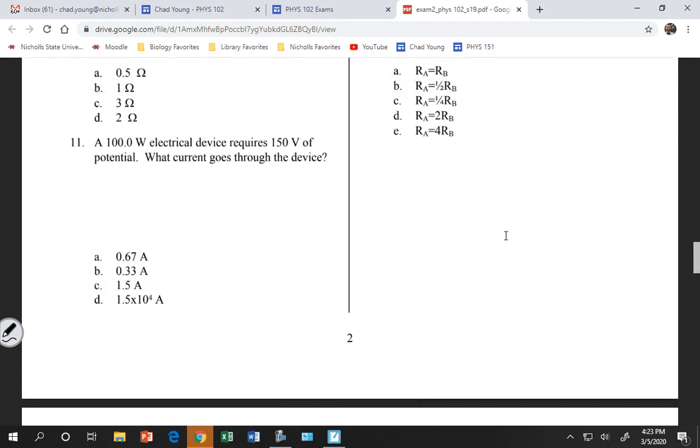You might see a question about power, like number 11. And remember that power is equal to V times I. Or you can do the V squared over R or the I squared R. But all three of those are on your equation sheet. But power is 100, V is 150 times the current, which is what I want to find. And so I is 1 over 1.5. That's 2/3. That's 6.67.